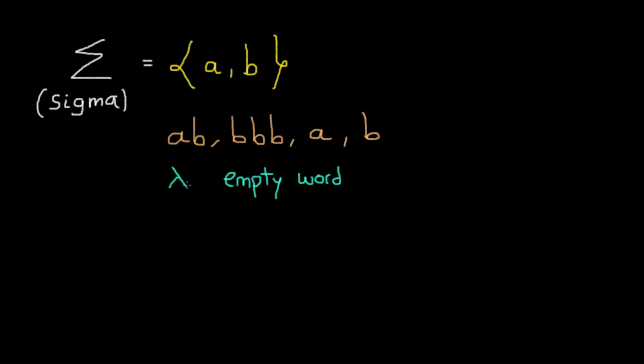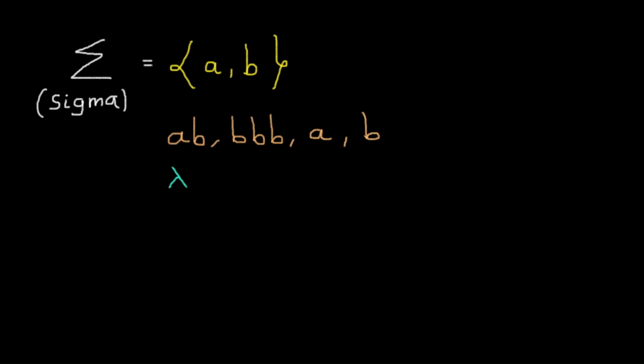And it is important to know that lambda, this empty word, this word of length 0, is not a symbol of the alphabet. So this symbol lambda is not a symbol of the alphabet. So it does not belong to this alphabet. In fact, lambda is a meta symbol that allows us to define the word of length 0.